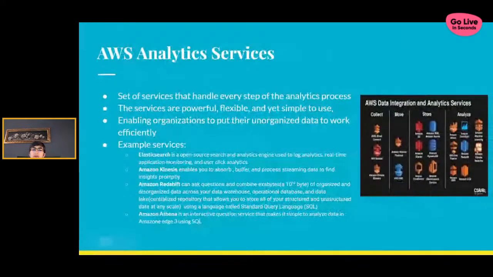So now we're going to talk about all the services AWS cloud computing can provide. First we have AWS Analytics Services. These are a set of services that handle every step of the analytics process. The services are powerful, flexible, yet simple to use, enabling organizations to put their unorganized data to work efficiently. Some example services that fall under this category are Elasticsearch, Kinesis, Redshift, and Athena.